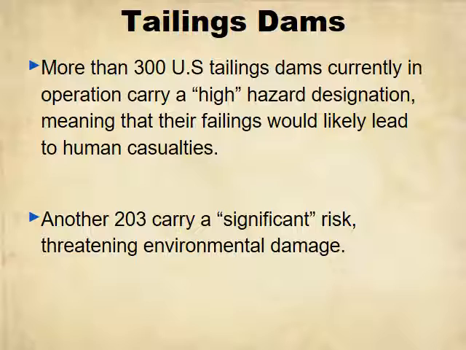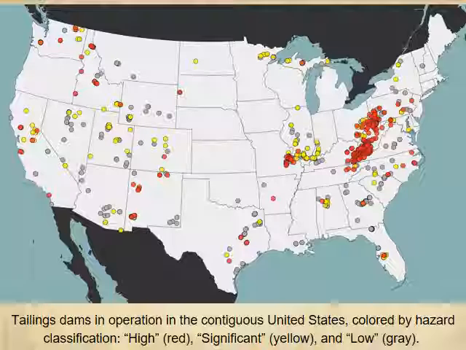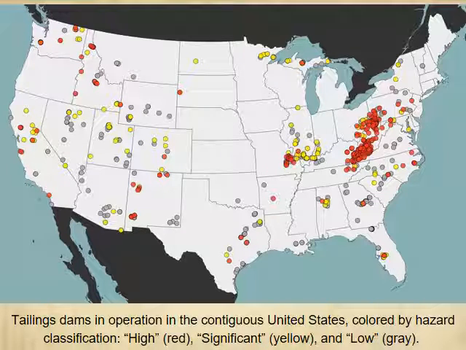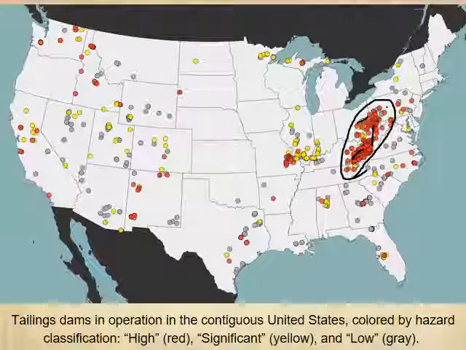This just happened in either Brazil or Argentina. And another 203 in the US carry a significant risk of threatening environmental damage. So here's a map. Red is high, yellow is significant, and gray is low. So you can see this high concentration, okay, through Ohio and Pennsylvania and West Virginia and even into Kentucky and Tennessee. This is the Ohio Valley. It is where most of the coal mining happens.